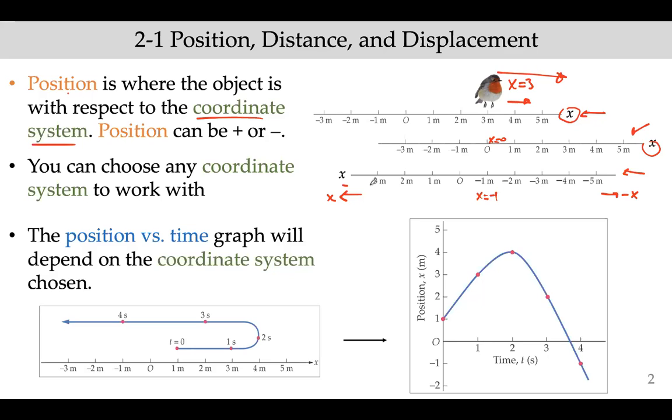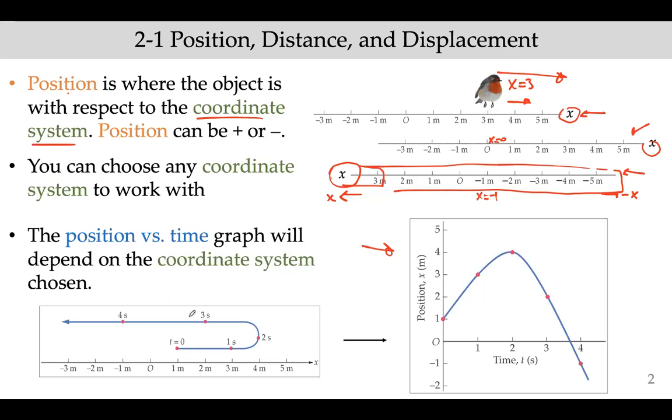But once you choose the coordinate system, let's say you choose the third one, then you have to stick with it throughout the calculation. In the middle of calculations, you cannot change your coordinate system. Okay, so we're going to see plots like these. This one is for position. The y-axis is the position, and the x-axis, the horizontal axis, is the time. So the position versus time graph will depend on the coordinate system chosen.